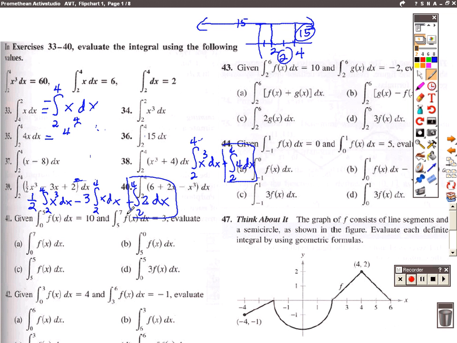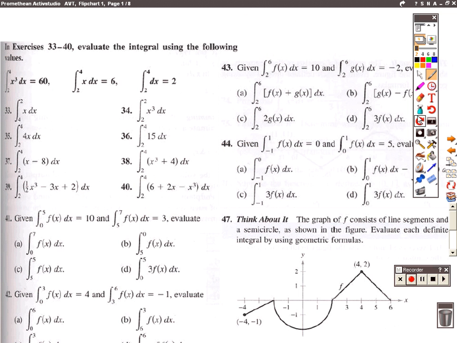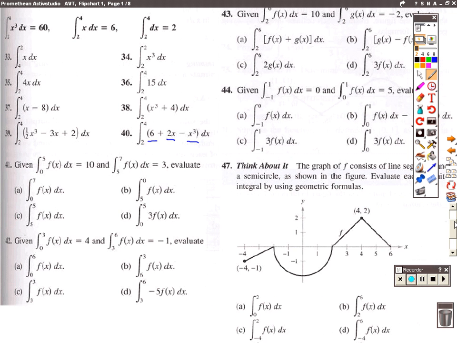Number 40 is the same thing that we just looked at in the last problem. In other words, we're going to take it apart and integrate 2 to 4 of 6. We're going to pull out the coefficient of 2 and have 2 times the integral from 2 to 4 of x minus the integral from 2 to 4 of x cubed. So it is the property that just simply allows you to take the function apart.